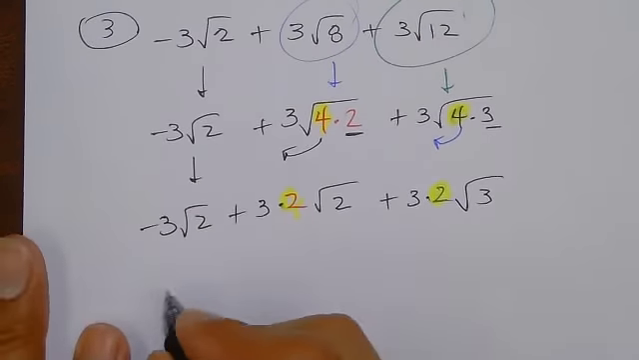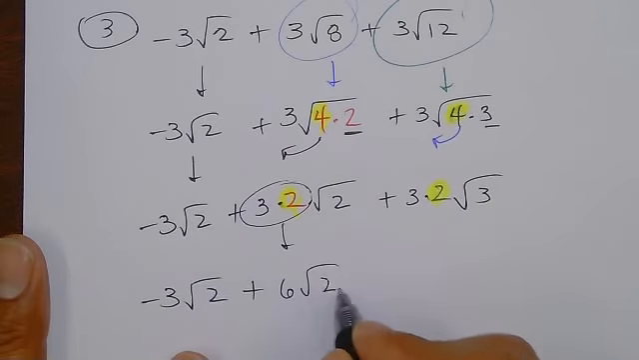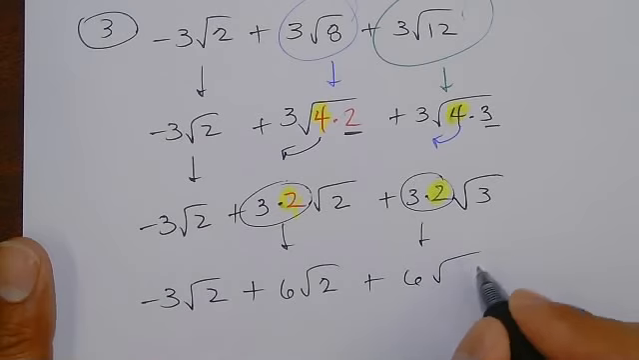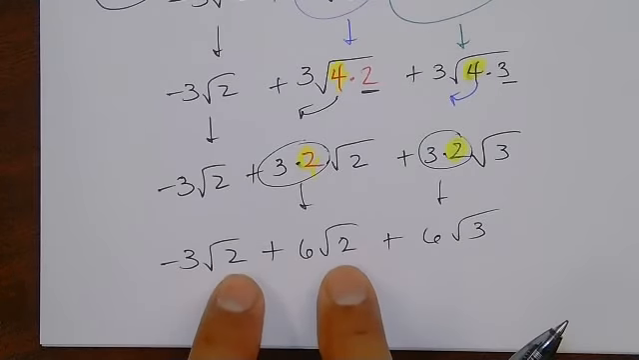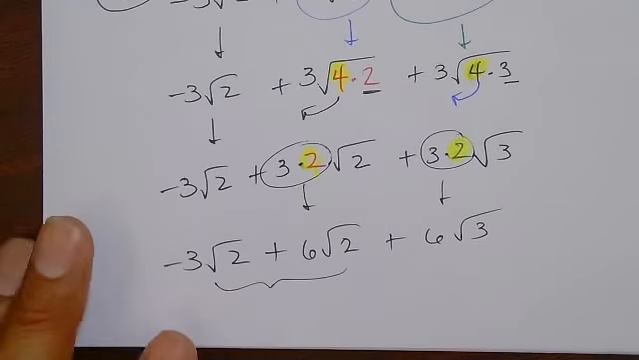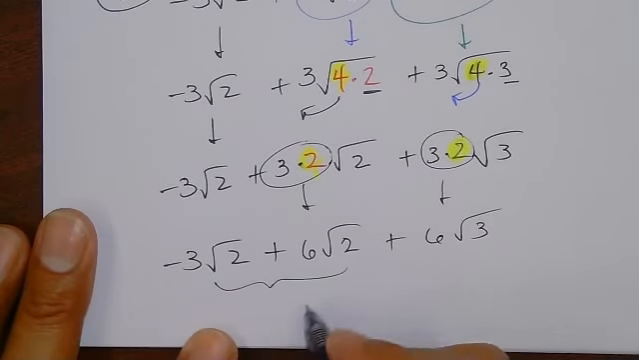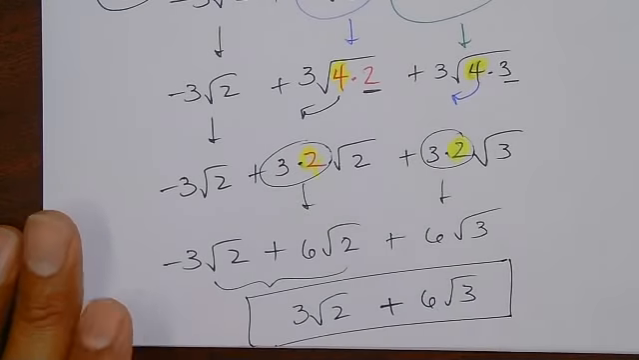Okay, let's see what I have now. I have left negative 3 root 2 plus what? 6 root 2 plus what? 6 root 3. Okay, is that the final answer? No. Can you add them all together? No, only the ones that have the like terms or the same radical. Only these can add together. Okay, final answer is 6 take away 3. 3 root 2 plus this 6 root 3. Final answer.